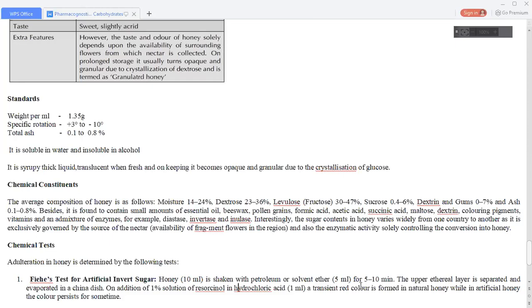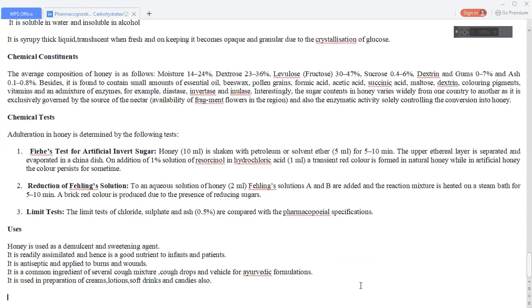Next is chemical test. Adulteration in honey is determined by the following tests. The first one is Fiehe's test for artificial invert sugar. So in some of the adulterants, the suppliers or the manufacturers may mix the artificial invert sugar, which appears like that of the natural honey.